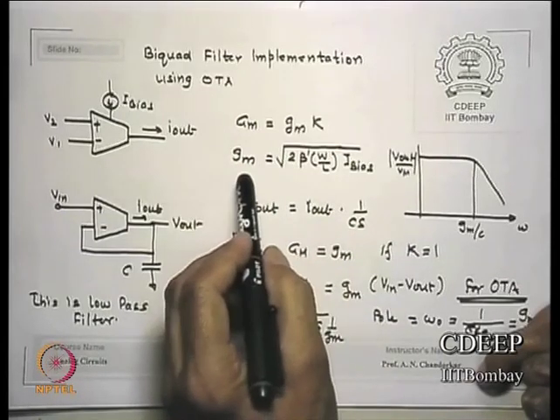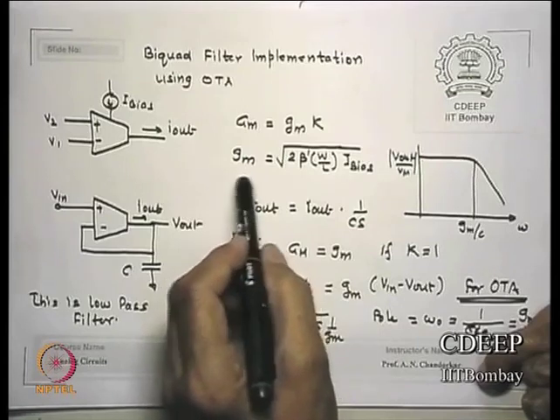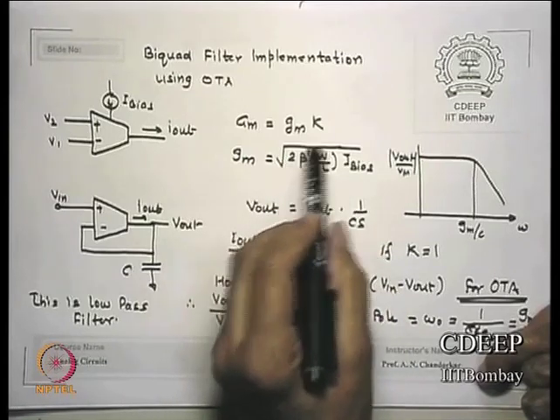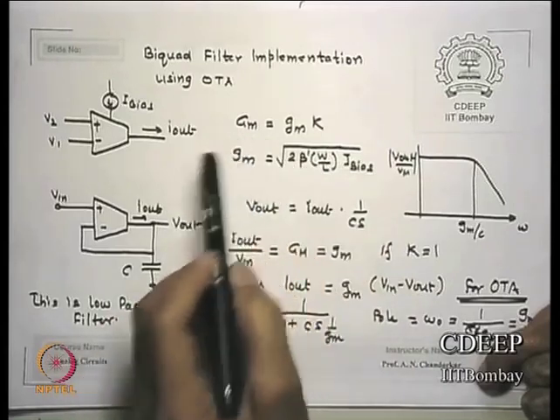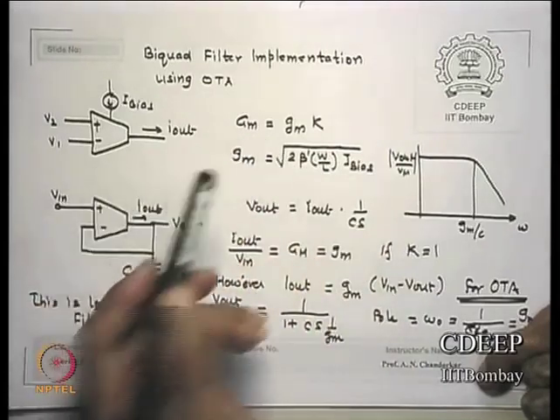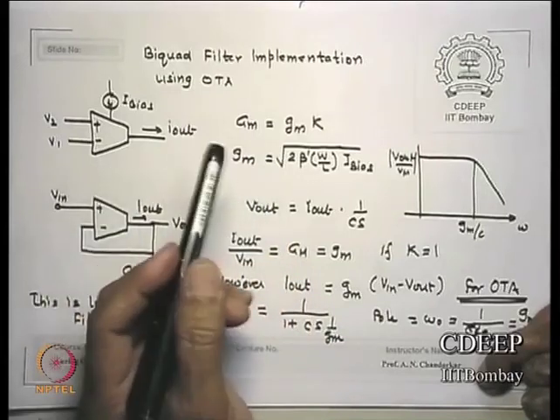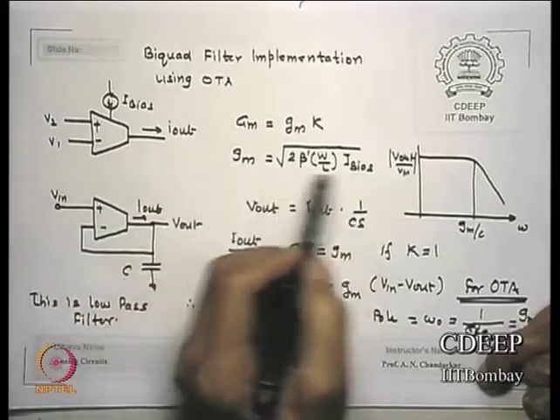Okay. एक एम्पलीफायर में एक ट्रांजिस्टर का gm कैसा होता है? 2 root of beta dash W by L into I bias. इसको यदि K टाइम्स कर दिया जाए, K1 भी रख सकते हैं, ऐसा नहीं है, Gm can be K gm. Okay, so this is the function.